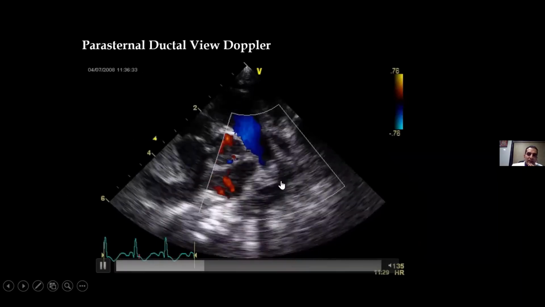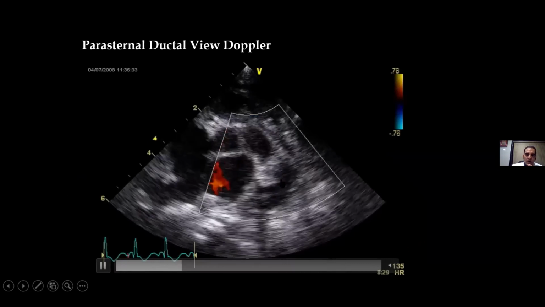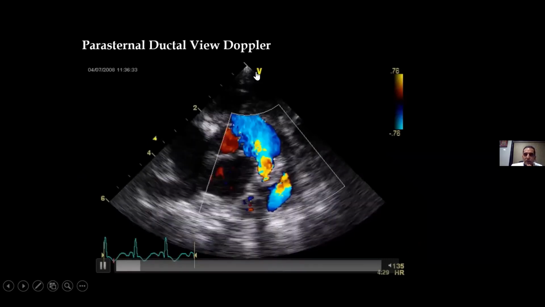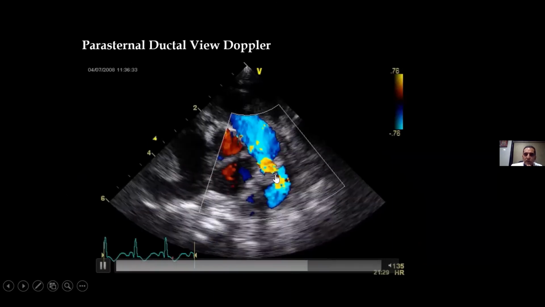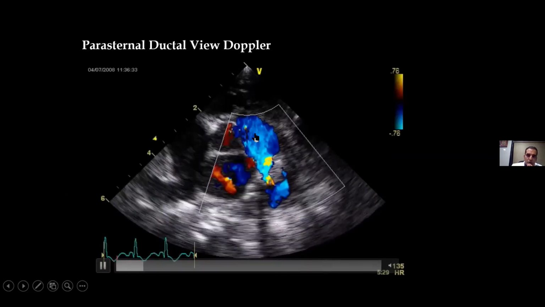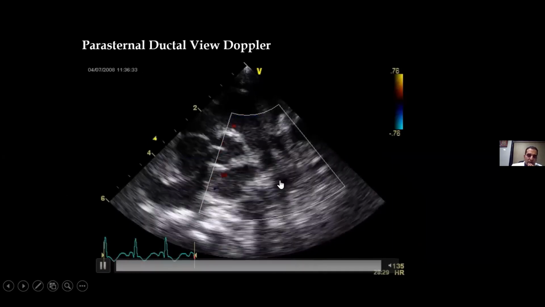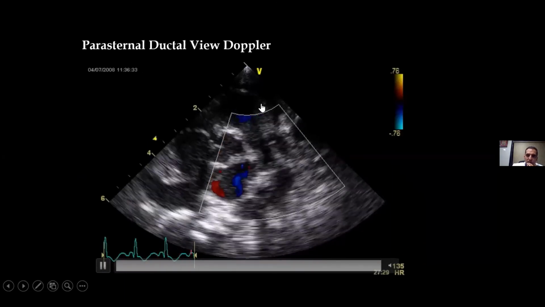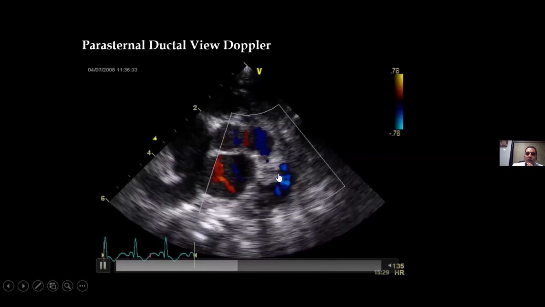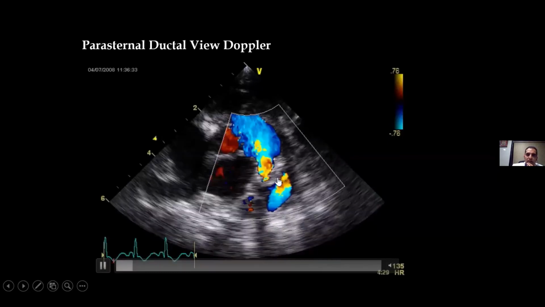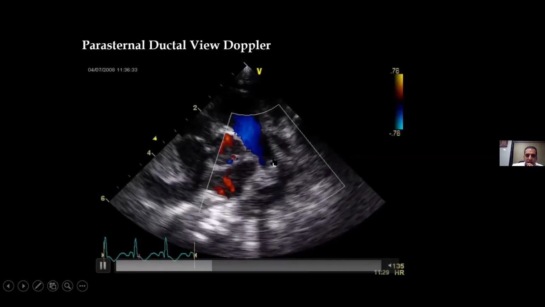So if the PDA is open and the flow is from left to right, that is from aorta to pulmonary artery, it will be towards the probe. So that's why I told it will be red. If it is totally right to left, that is complete right to left flow from pulmonary artery towards the aorta, especially in severe pulmonary hypertension, it will be blue because it will be away from the probe. And if it is moderate pulmonary hypertension, you will see a PDA which is open and shunting bidirectionally.